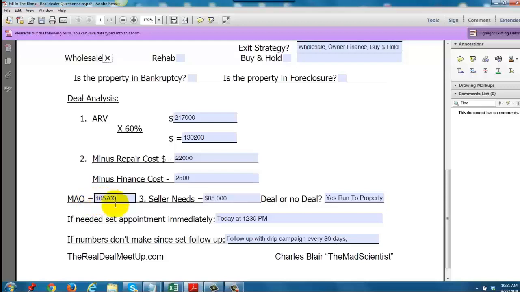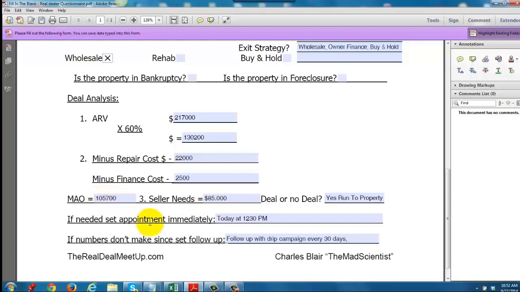$105,700. Now, we've already determined that the seller needs $85,000 to sell. That's what the seller said. Absolutely, they want to walk away with $85,000. Your maximum allowable offer says that before you subtract how much you want to make, you're at $105,000 right now, which means you as the investor, the wholesaler, could make as a profit the spread between 85 and 105, which is about $20,000.